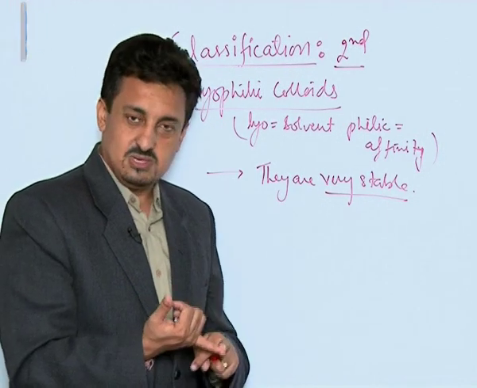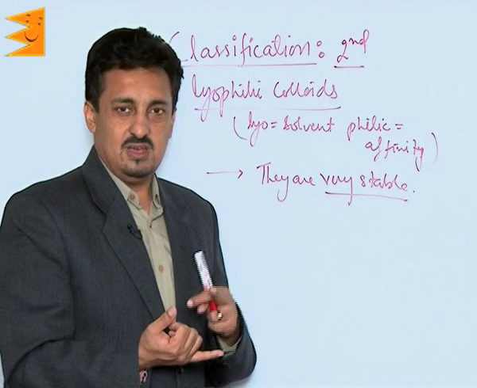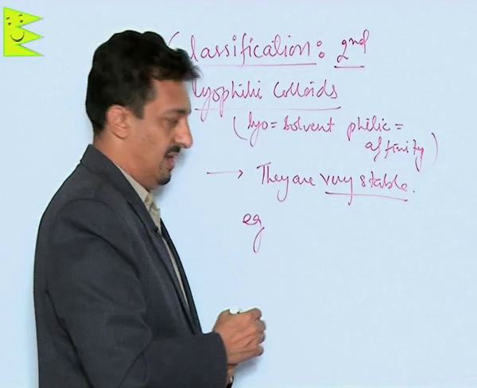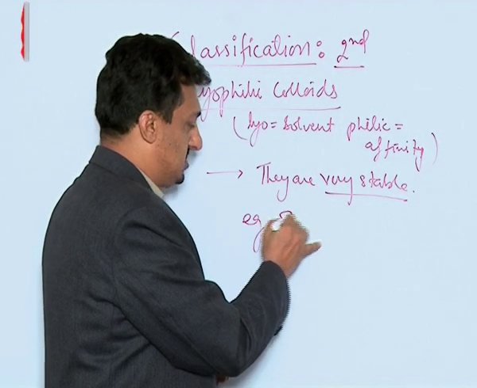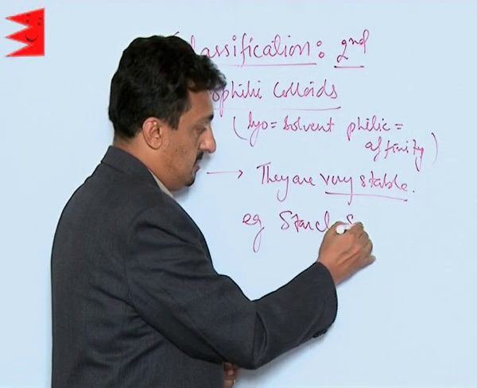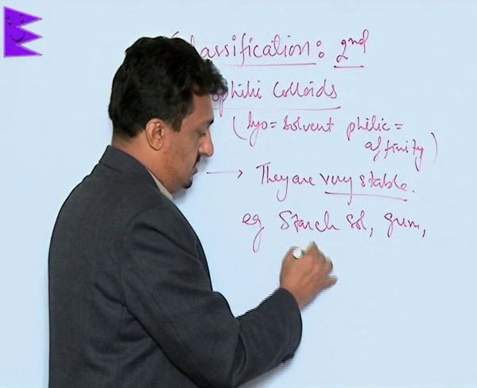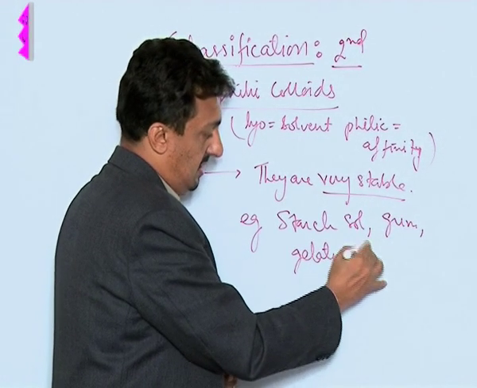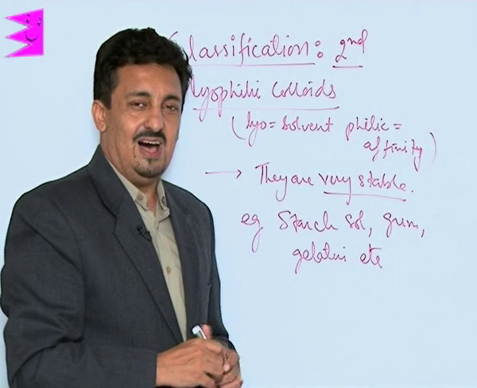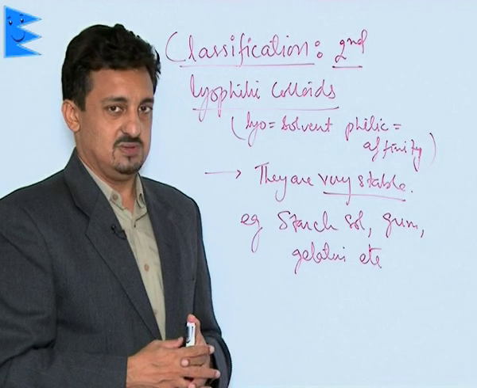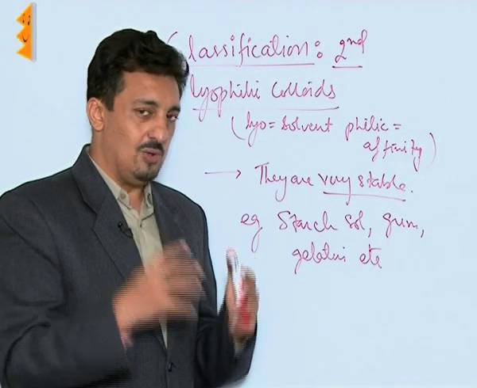So they are reversible, they can be easily prepared, they are very stable, and the best examples of these kinds of colloids are your starch sol, your gum, gelatin, etc. All these are examples of lyophilic sols or lyophilic colloids.